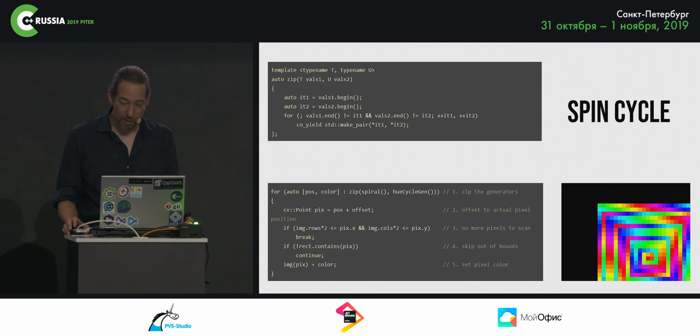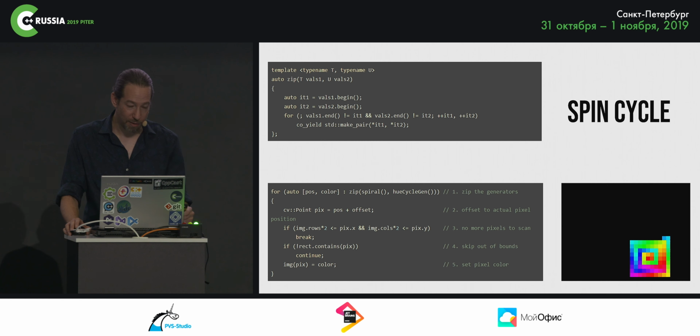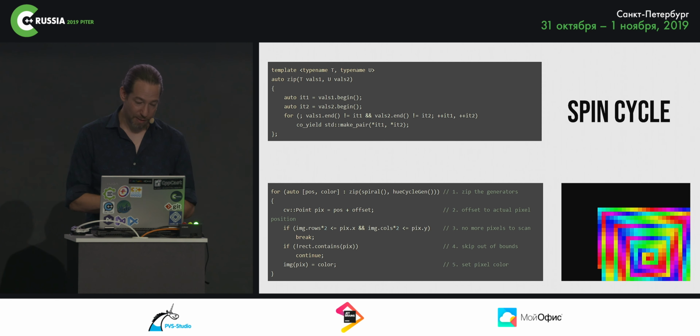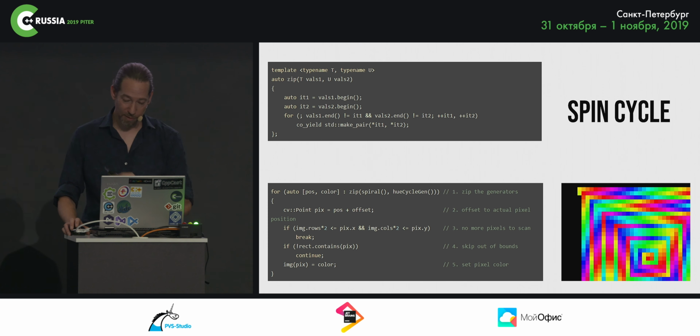So now all we need to do is compose them together in some kind of range for loop. We can use C++17 structured bindings. You can see in the second example, it says auto, pose, and color. And pose, of course, will be the position. Color will be the color we want to paint. We can use OpenCV very easily and draw the images that we see here. And this is, in fact, the program that generated these animations.